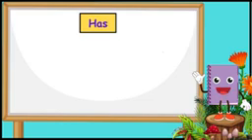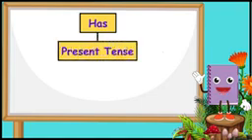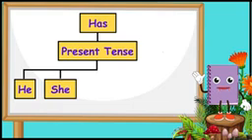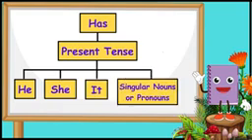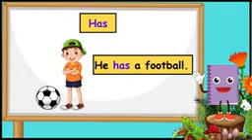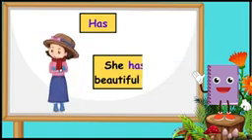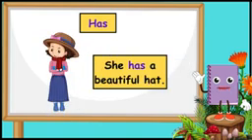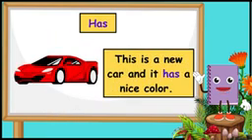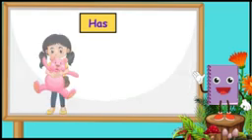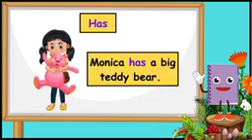We use the verb has when the sentence is in present tense and the pronouns used are he, she, it, or singular nouns or pronouns. Let's take a look at a few examples of this. He has a football. She has a beautiful hat. This is a new car and it has a nice color. Monica has a big teddy bear.